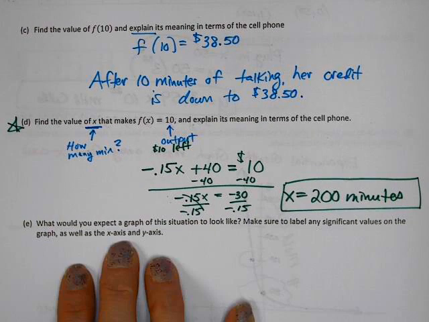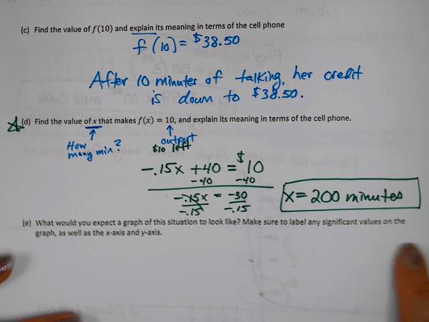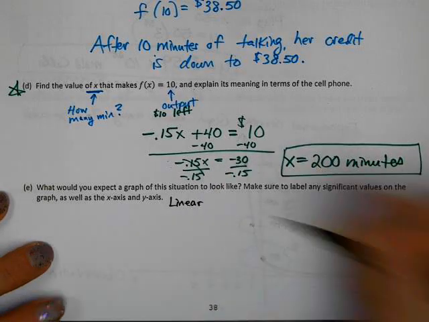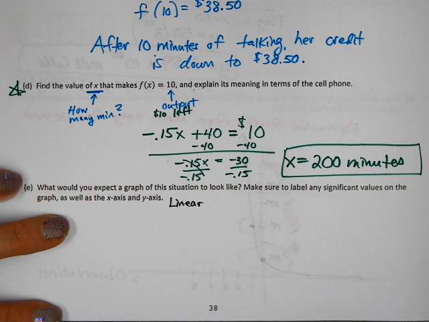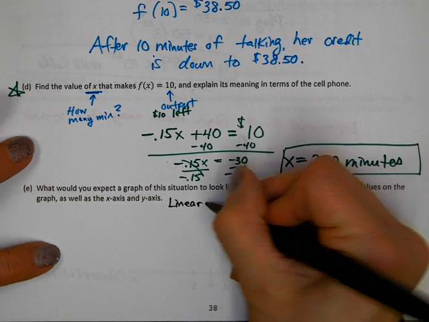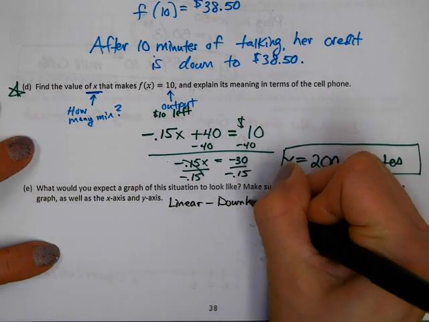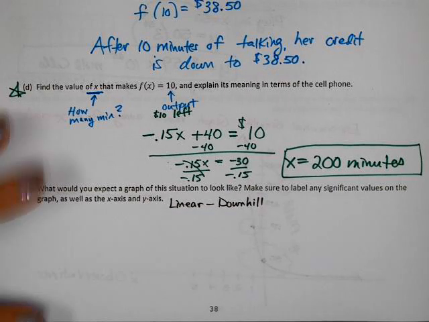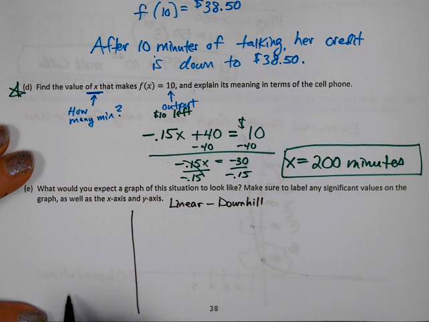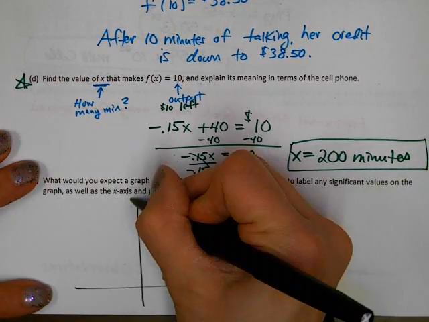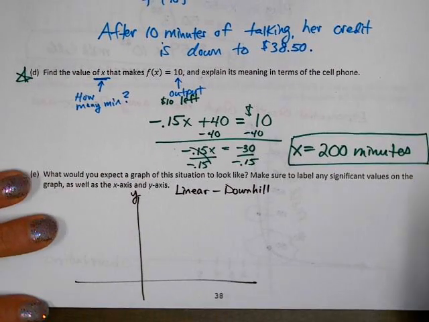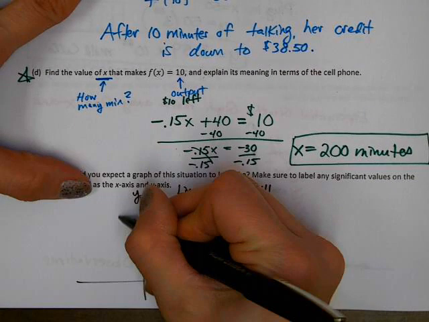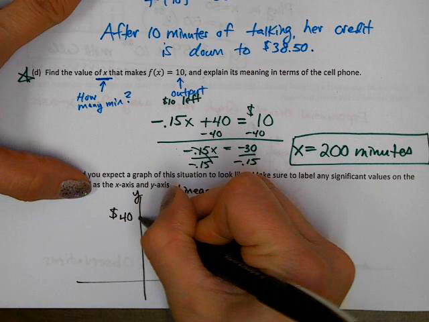Okay, what would you expect the graph of the situation to look like? Well, it's linear, and it's not uphill. It's downhill. So I would expect a line going downhill. Okay, so let's go ahead and draw the x and y axis. How about the y intercept? What did we start with? We started with $40.